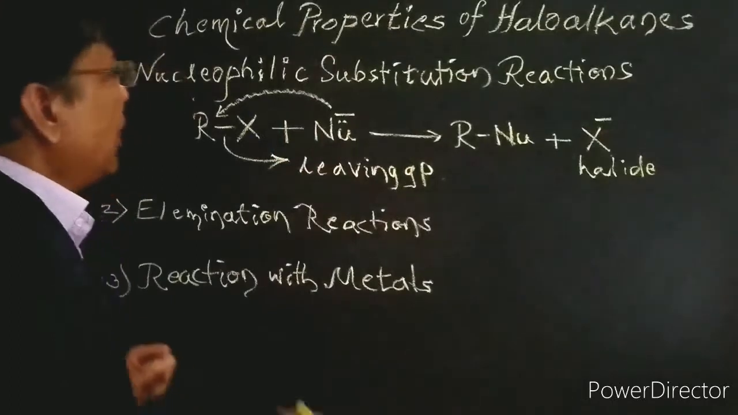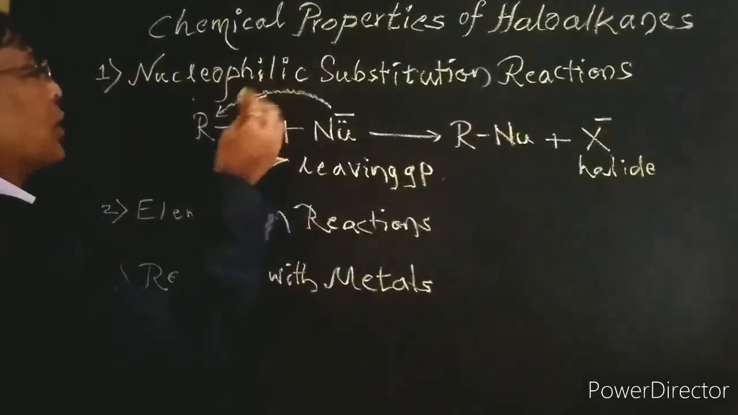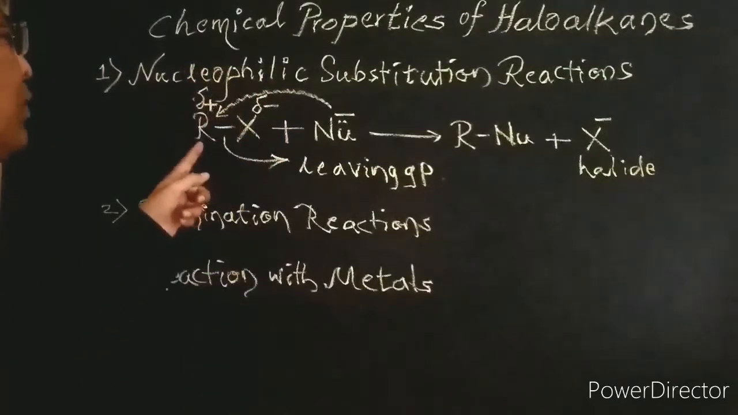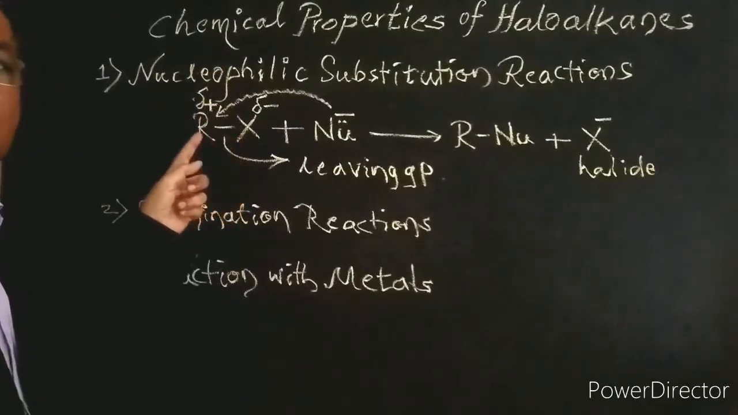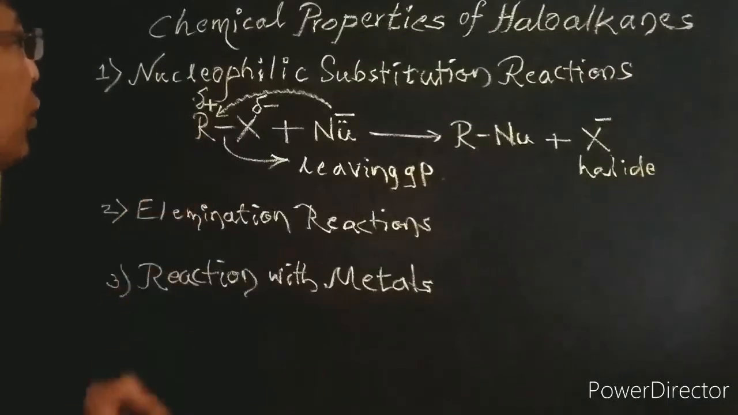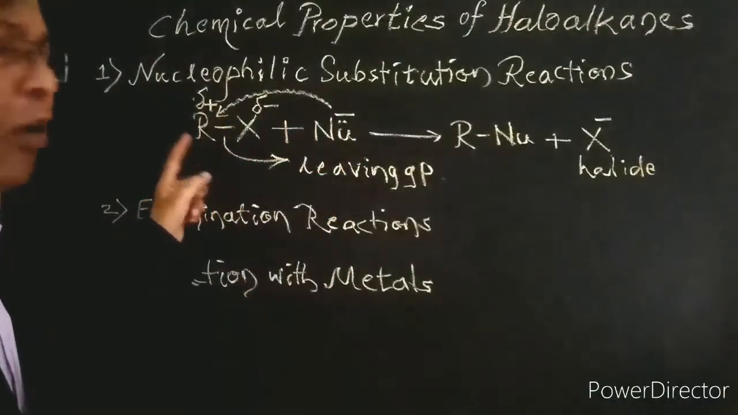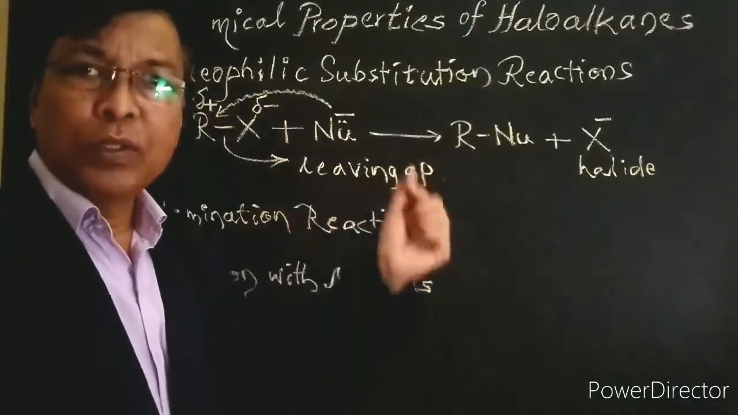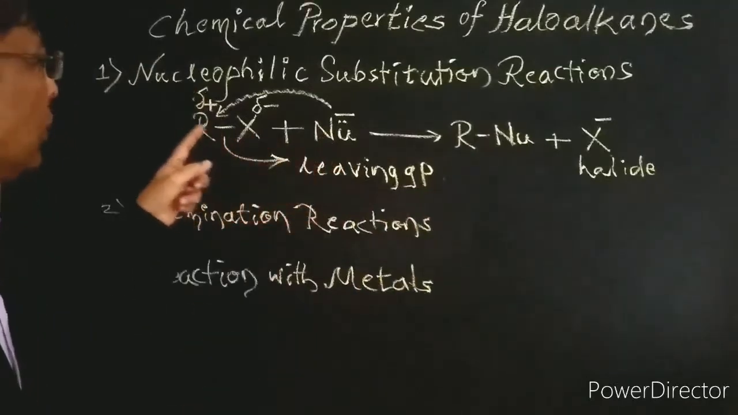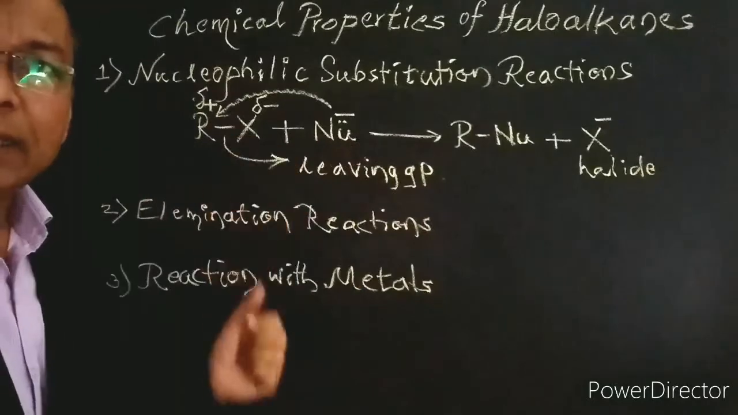In case of alkyl halides, we know that the halogen atom is partially negative and the alkyl group carbon, that is the carbon atom bonded to the halogen atom, is partially positive and it is sp3 hybridized. The nucleophile attacks on this positive center and forms a new covalent bond. As the nucleophile attacks on the positive center, it is called a reagent.